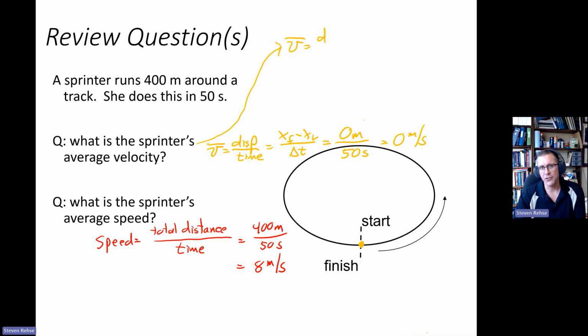Do you know the difference between average velocity and average speed? Can you reach into what you know, pull it out, and then apply it? I give you the equation, but you need to actually know when these equations are used. It's really, really important, okay?